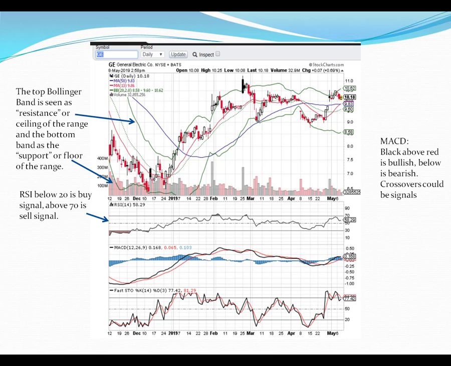When it's above the red line, we're in bullish territory. When it's below the red line, we're in bearish territory. We're looking for the crossover signals. So we see here there was a crossover of the black line going below the red line.